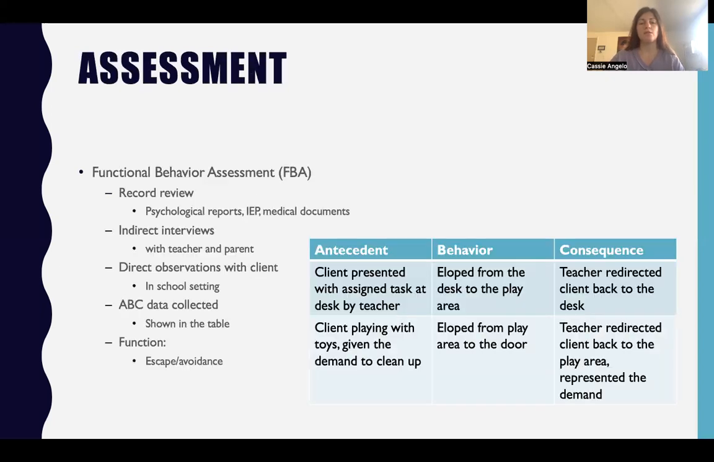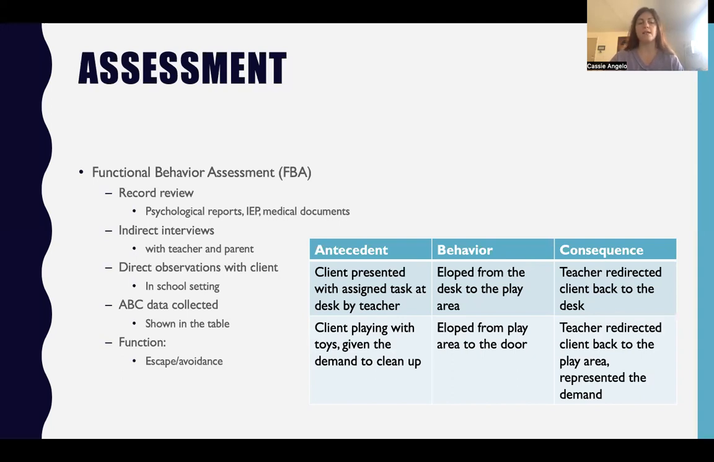So the assessment that we used, we did a functional behavior assessment, or an FBA. To start, we did a record review. So we looked at psychological reports, we looked at his previous IEP, and we also looked at medical documents. Indirect interviews were conducted with the teacher and the parent to obtain more information about the elopement behavior and what they say and observe. Direct observations with the client were conducted in the school setting, since this is where we provide the therapy and where the behavior is most concerning.